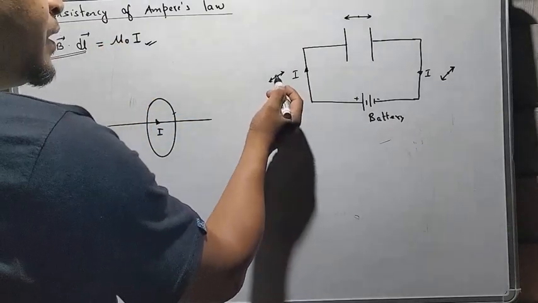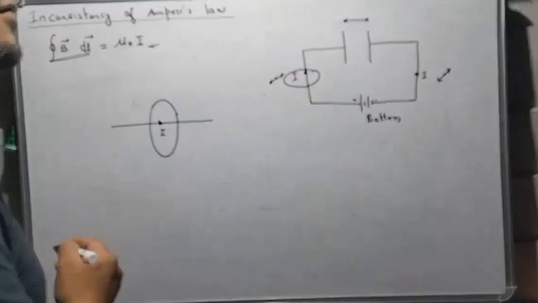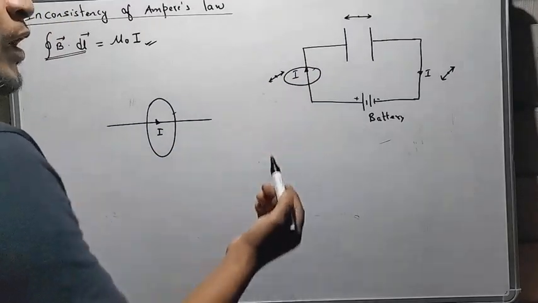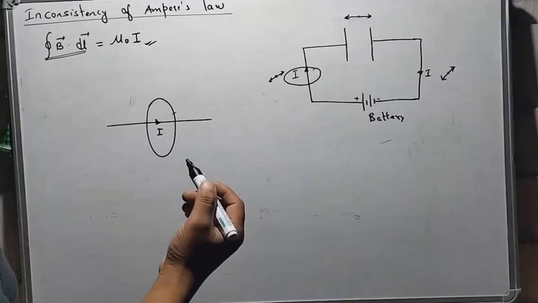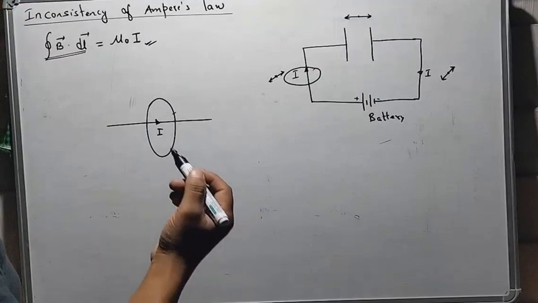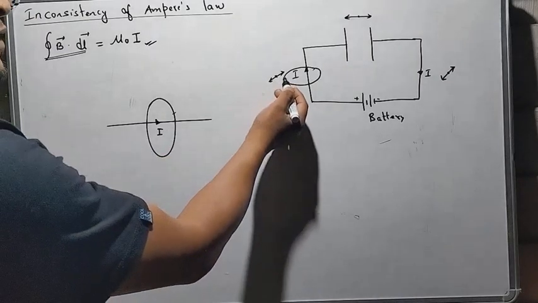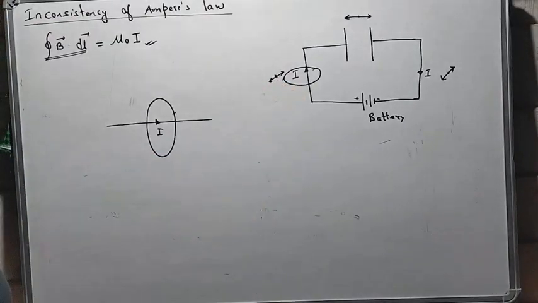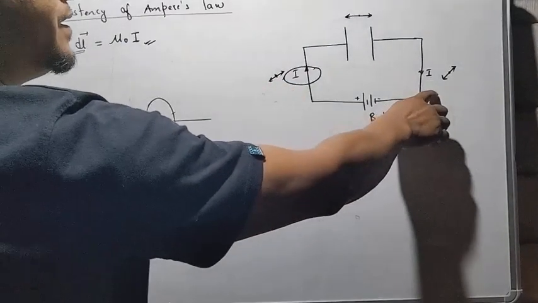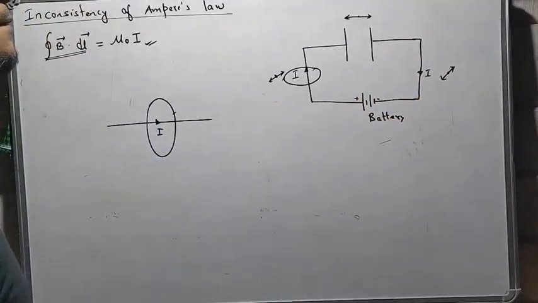Because the deflection of the needle is due to the presence of a magnetic field. According to Orsted's experiment, a current carrying conductor always produces a magnetic field around itself. And because of this magnetic field, the needle is deflected in this case. Similarly here, because there is a current, the needle is deflected.